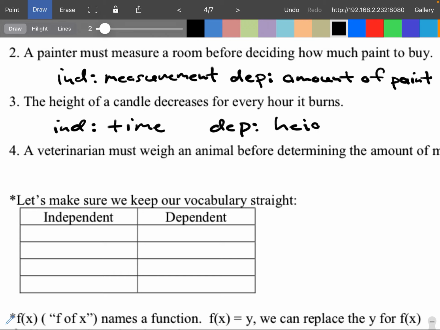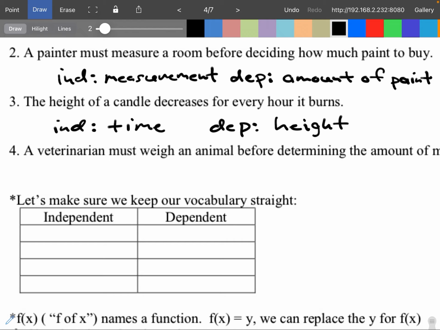So that means the independent would be the time, or the number of hours. And the dependent would be the height, because the height depends on the time.